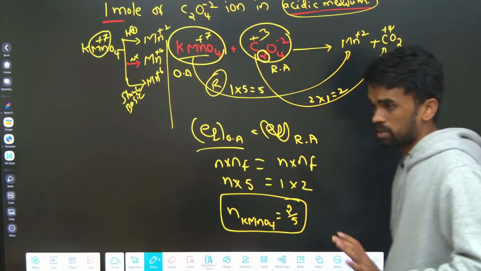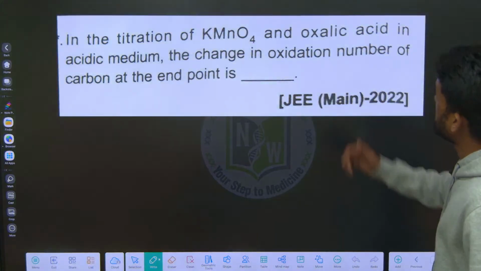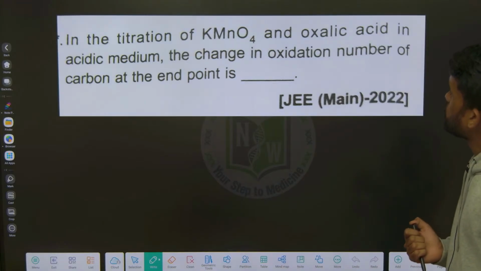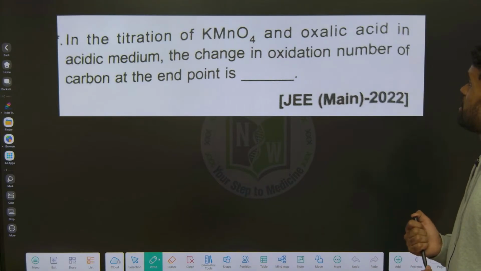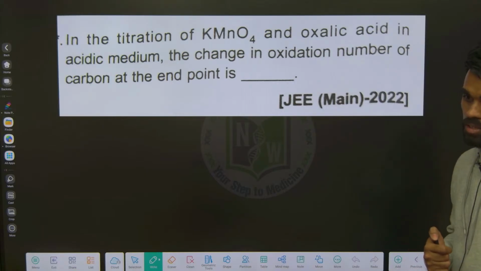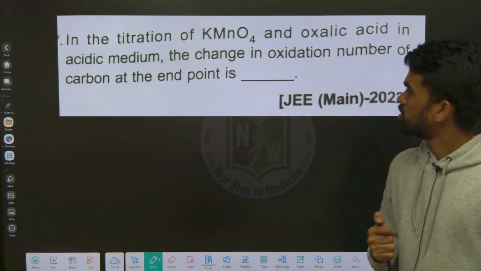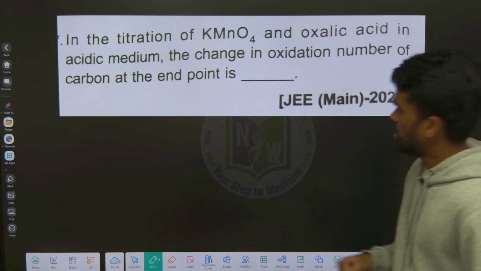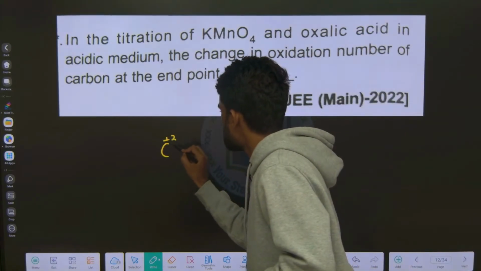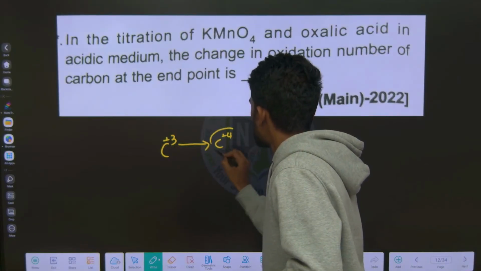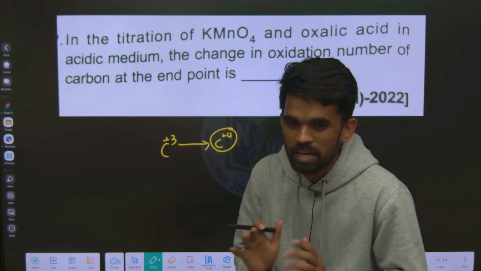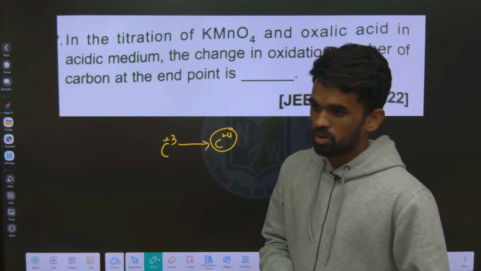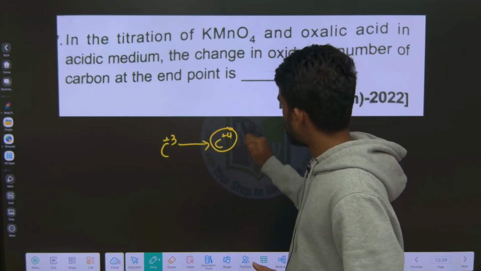Like this you need to practice and solve the questions. Okay, now look at this question. Just now we did the titration of KMnO4 and oxalic acid in acidic medium. Change in oxidation number of carbon at the end point. Oxalate ion +3 is converting into +4. They are not asking for the N factor, so read the question carefully. What they are asking is the change in oxidation number, so your answer should be 1.